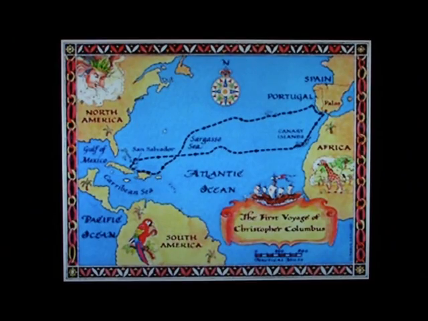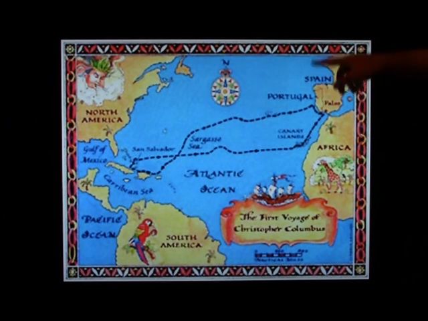So Columbus finally convinces Spain, the monarchs of Spain, to back his voyage. So in 1492, Columbus leaves from Spain on his historic voyage. This is the route that Columbus took.